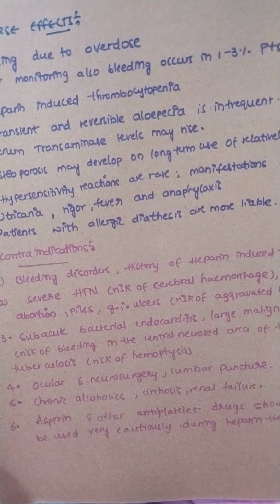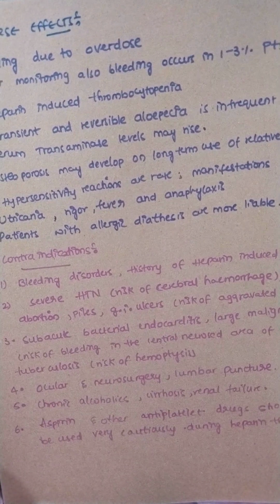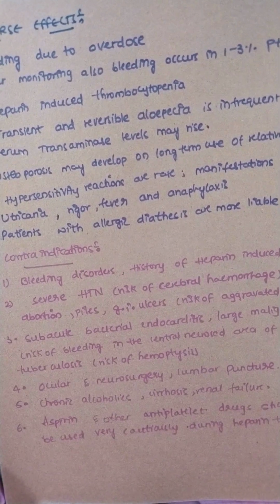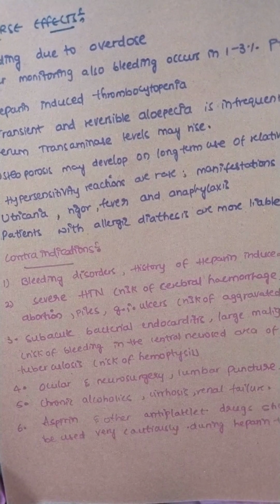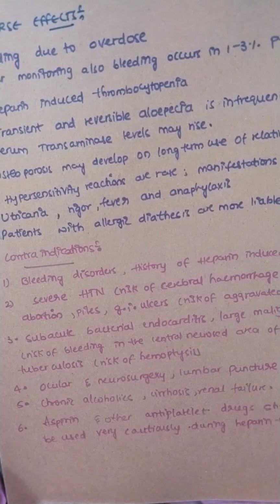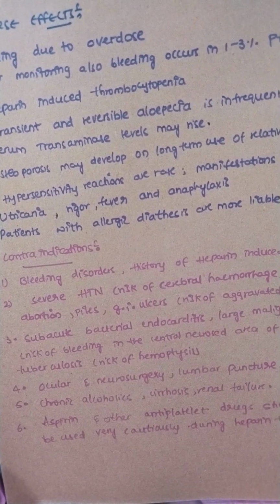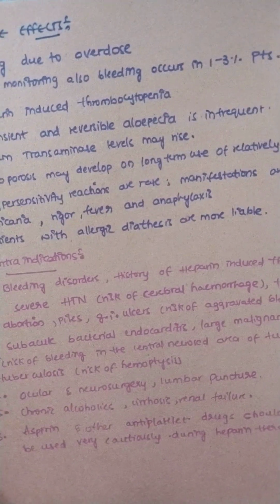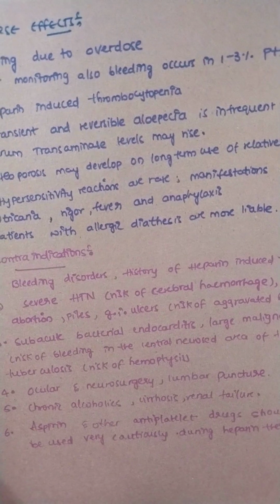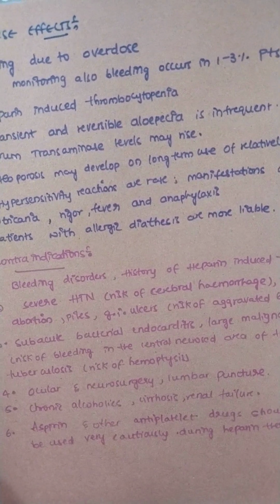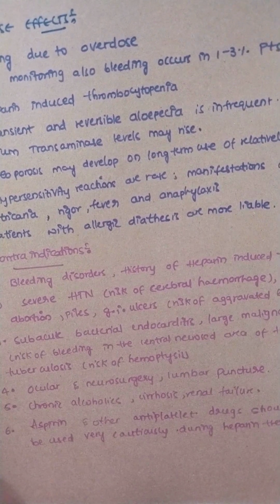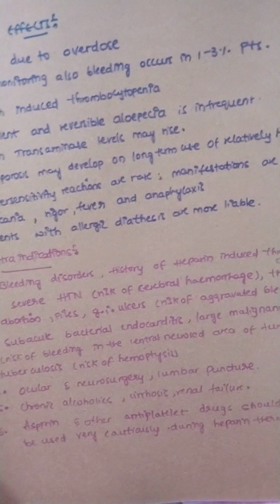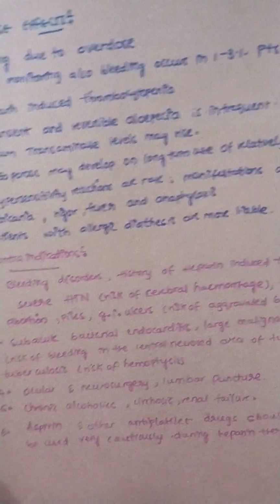In chronic alcoholic cirrhosis and renal failures, we should not give, because the half-life will get prolonged, and heparin induced bleeding will occur. Aspirin will cause bleeding, right? And peptic ulcers also, so we should not give. If the patient is taking aspirin, he should not take this heparin. And if he is using other antiplatelet drugs, we should not give this heparin. So we should think before we give heparin.